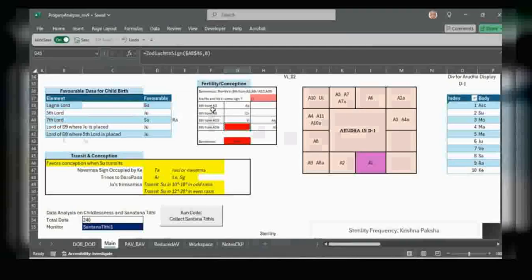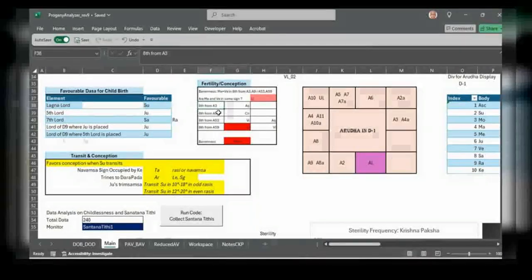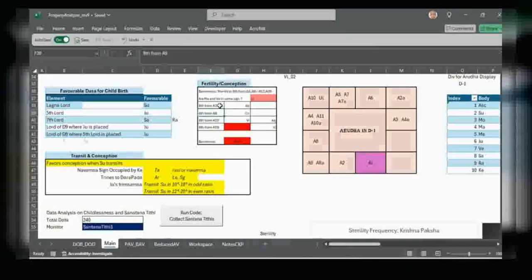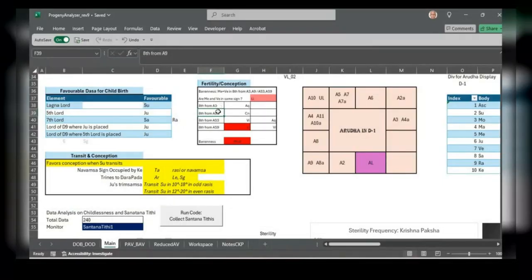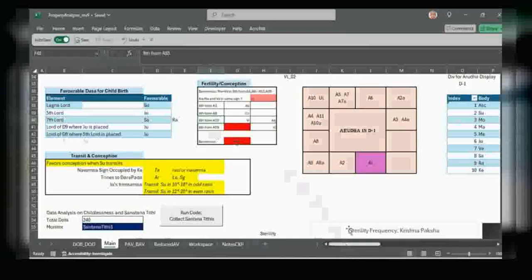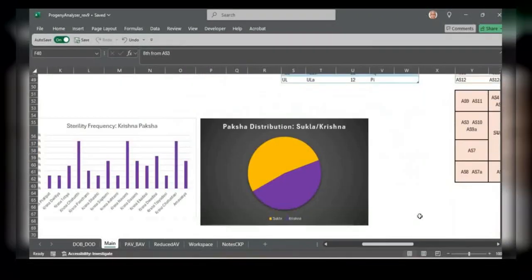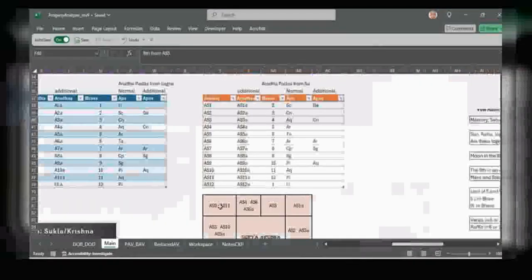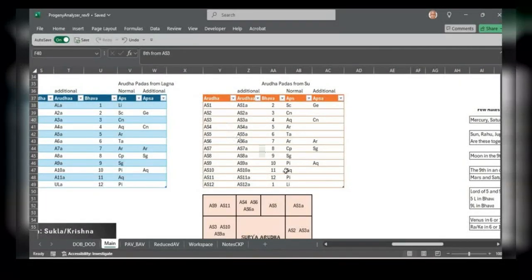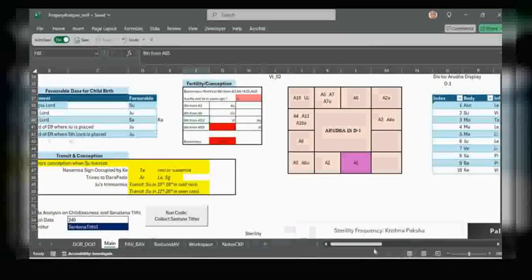Since you need the Arudas, this A3, AS3, as I said, these are the third Aruda and the 9th Aruda of the 9th Bhava. AS3 is from the Surya. So I have the Aruda Padas from Lagna here and Aruda Padas from Surya here compiled together. All that computation tables are here. So that is one aspect which is clearly brought out here.